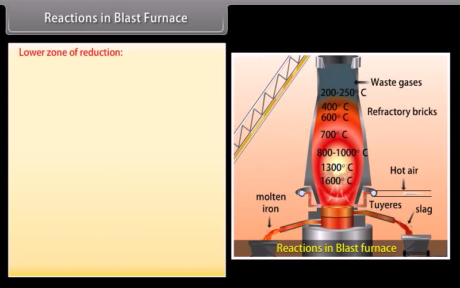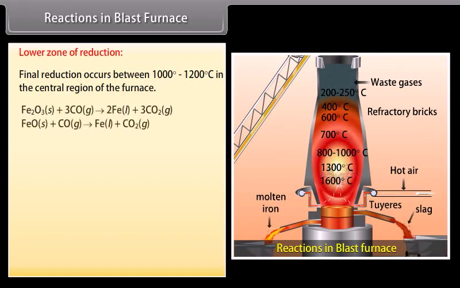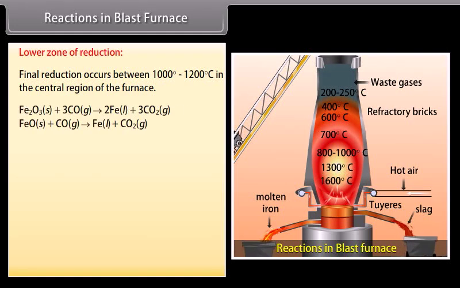Lower zone of reduction. Final reduction occurs between 1000 degrees to 1200 degrees Celsius in the central region of the furnace. Carbon obtained by dissociation of carbon monoxide combines with iron and impurities also get dissolved in molten iron.